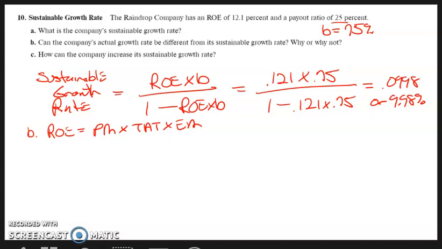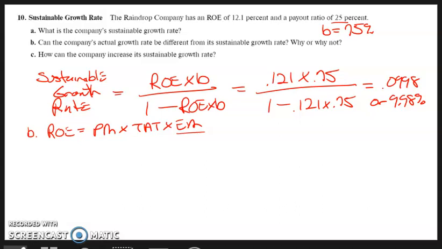Also, if the company's not maintaining their debt ratio, which would be captured here in the debt and equity proportion, that would also mean that the actual and sustainable growth rates could be different.